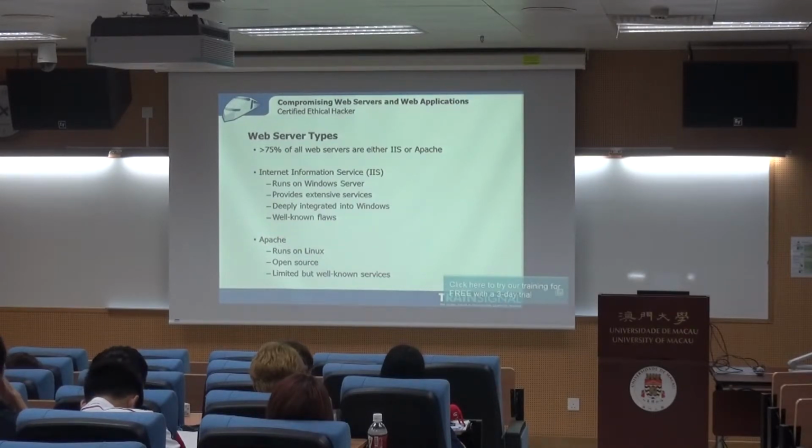IIS and Apache are both nice for an attacker in that you can run them in virtual machines, download them, reconfigure them, play with them, and actually do practice attacks against them. They're not unachievable. They don't run on giant platforms that cost trillions of dollars, and they don't run in unique scenarios. These are pretty much commodity platforms.